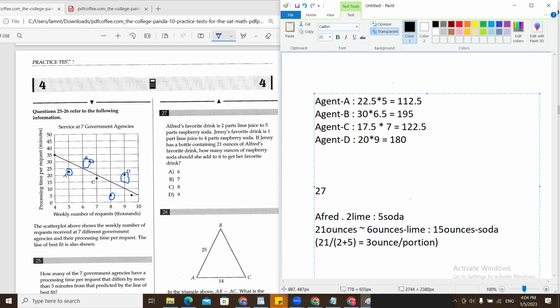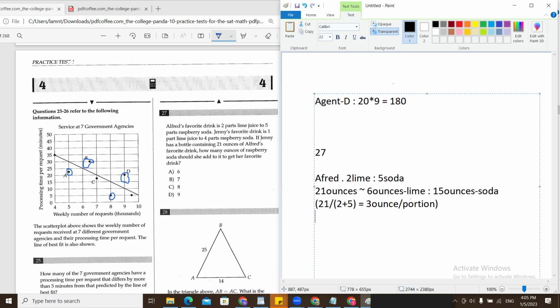3 ounce proportion. So 2 portions of lamb is 6 ounces, 5 portions of soda is 15 ounces. Okay, how many ounces of raspberry soda should she add to get her favorite drink? So now Jenny wants just 1 part lamb to 4 parts soda.